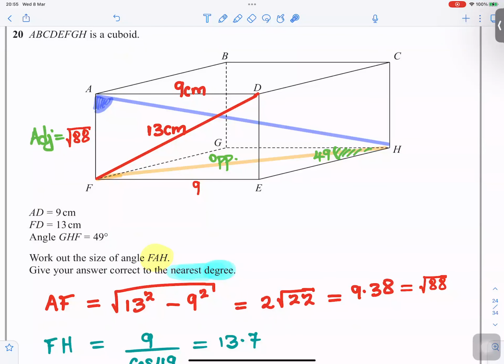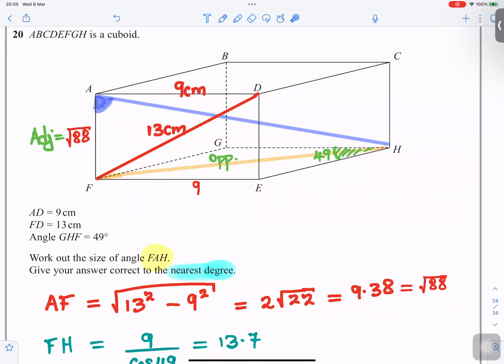Question number 20. We have a cuboid. AD is 9. That's AD there, it is 9. FD is 13. So we label FD there, 13. Angle GHF is 49. GHF is, that's H there, that's G there, that's F there. The angle is 49. Work out the size of angle FAH. FAH, we want that angle there, FAH, the angle in blue. Give your answer correct to the nearest degree.